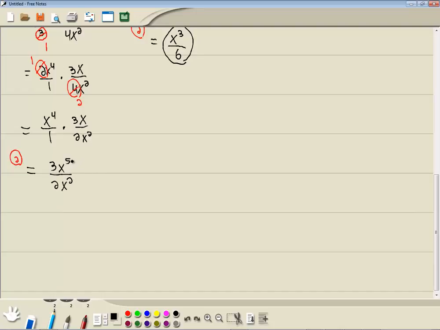Now if you have x to a power over x to a power, we'll subtract the smaller exponent from the larger one. 5 minus 2 is 3. Write the numbers down first. Okay, 5 minus 2 is 3, and we'll have x to the 3rd power, since our larger exponent was on top. So that's x to the 3rd. And that's our answer.